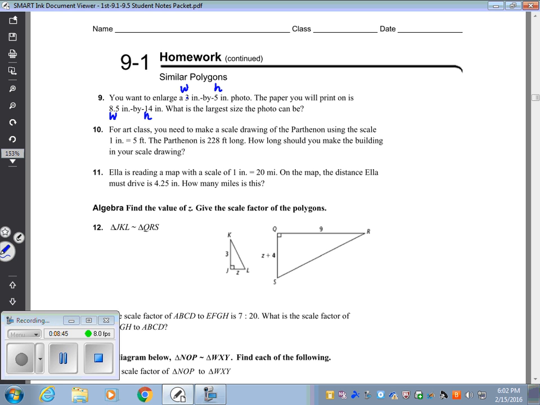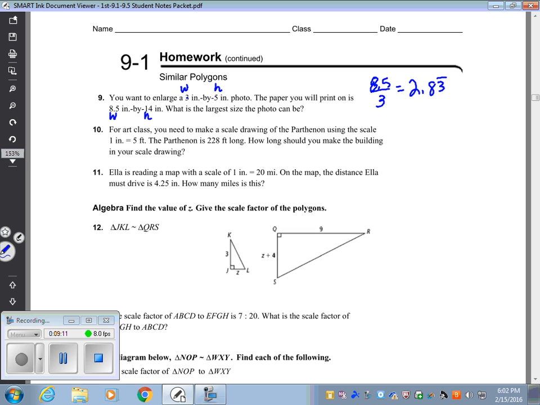So if I look at my scale factor, basically, if I look at 8.5 to the 3, okay, I need to basically see how wide it can be so that it will fit if I'm starting with 3 by 5. So if I just divide that, this gives me 2.8 to the 3rd, okay?